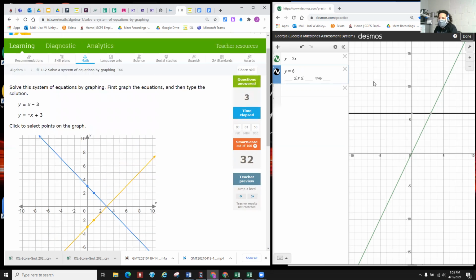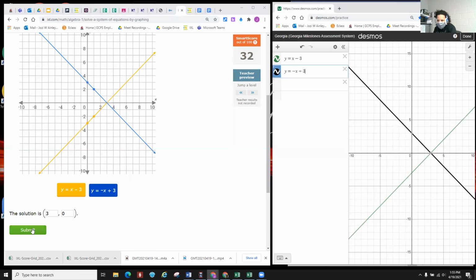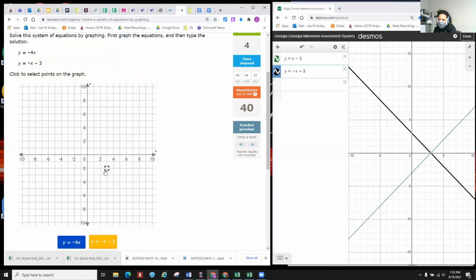And again, you just want to type it in here to check. I'll check one more, but I don't mind getting it wrong, so I don't want to check every single one. -x plus 3. All right, looks about the same and crosses at 3, 0, which is my answer right there, okay?